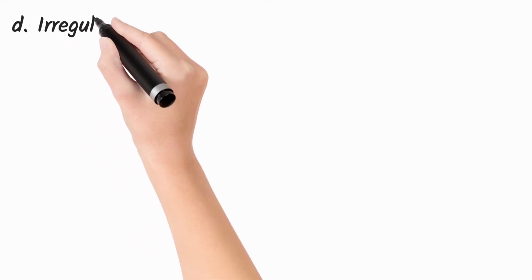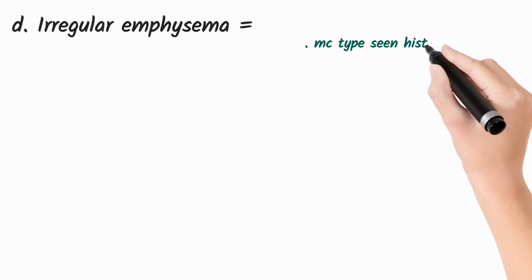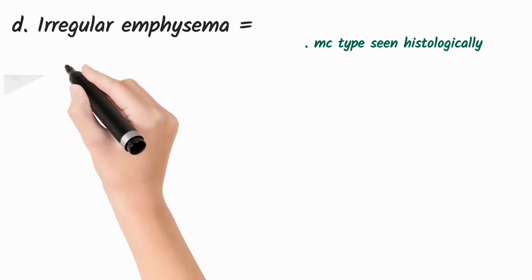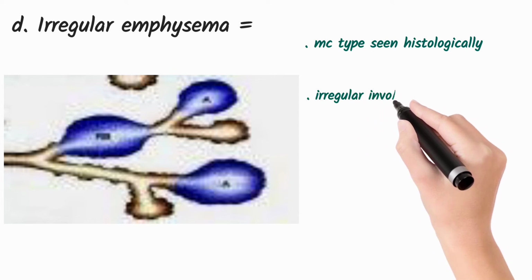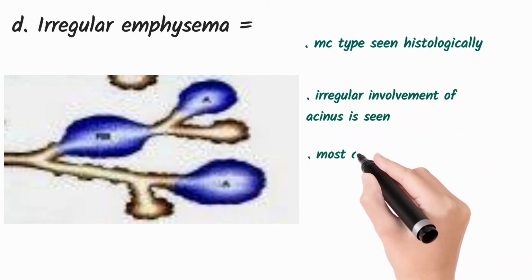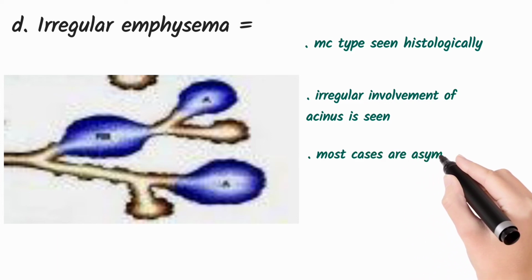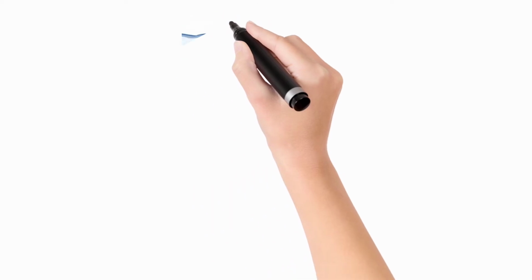Next one is irregular emphysema. It is the most common type of emphysema seen histologically. In this type of emphysema, any part of the acinus can be involved, but there is irregular involvement. Most cases of irregular emphysema are asymptomatic.